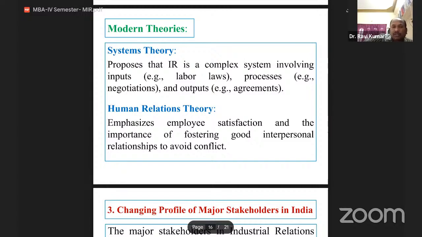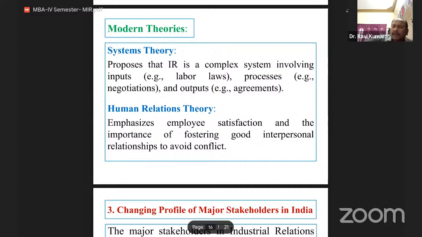That means the outputs. So it proposes a complex system involving inputs. Inputs are the labor laws, because based upon the labor laws they look at the bylaws and certain things. Those inputs construct the processes, that means the negotiations: how to pay, how much to pay based upon working hours. So there is negotiation in the organization, and the output is the agreement: how much time you are going to work for the organization, maybe 6 months, 1 year, 3 years, 5 years. So there are agreements at the organizational level with the employees and also with resource persons, those who provide the materials to the organization.